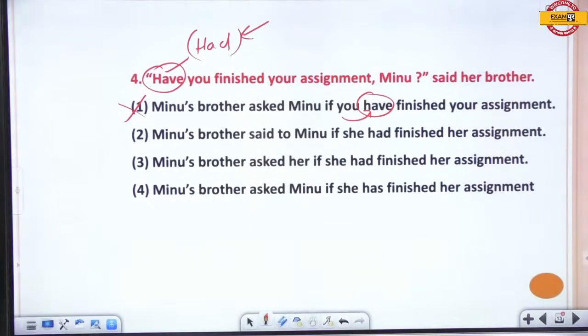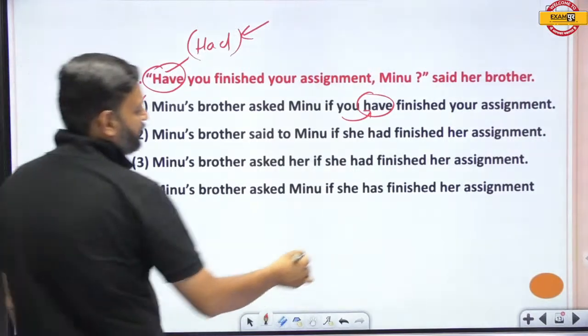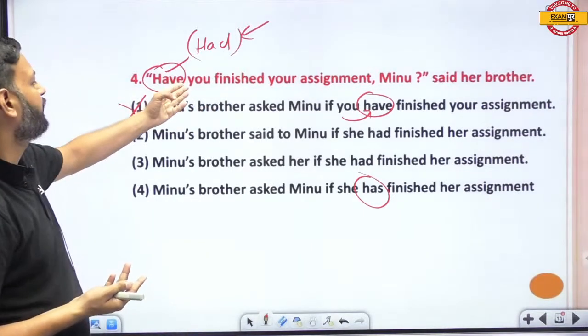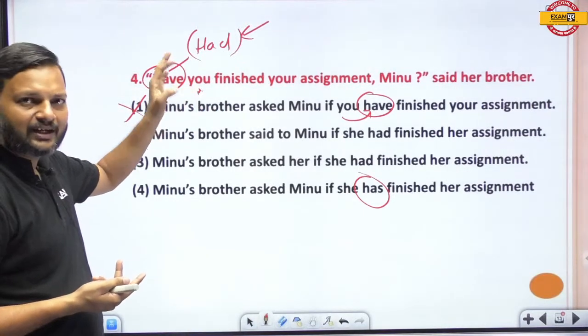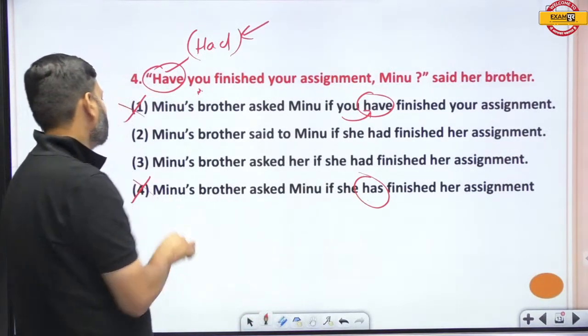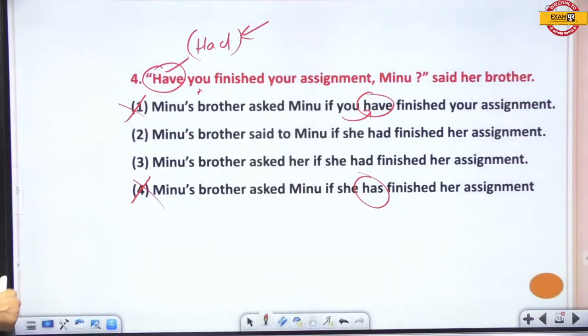Okay. Minu's brother asked her if she had finished her assignment. Minu's brother asked Minu if she has finished. So in this sentence also has is there. Has is also present. If the direct sentence is in present, its indirect must be in past. So this sentence is also present. Eliminate this. Now we have two options remaining.